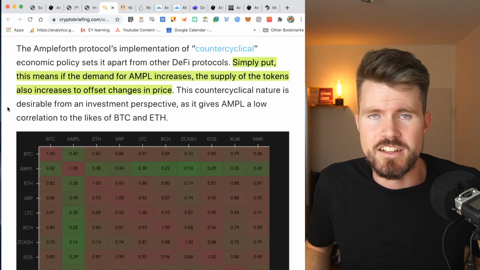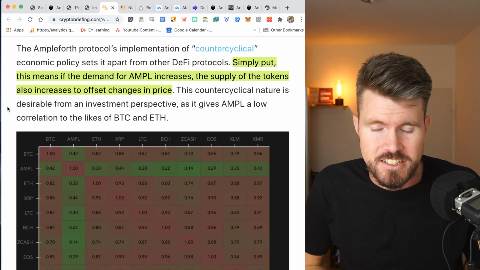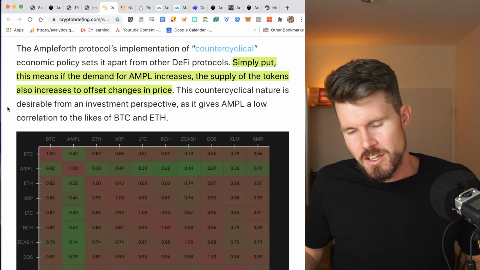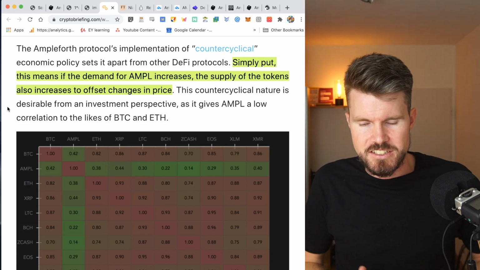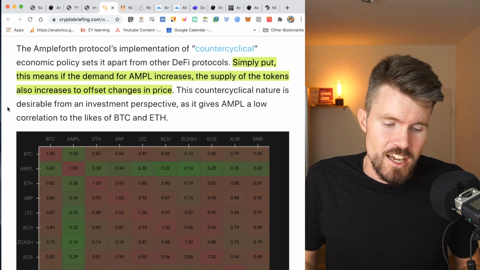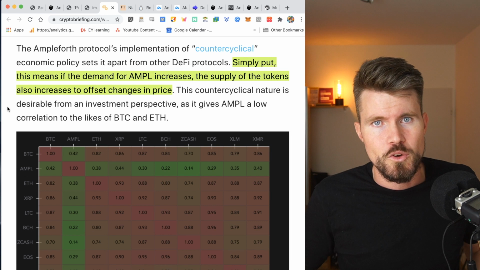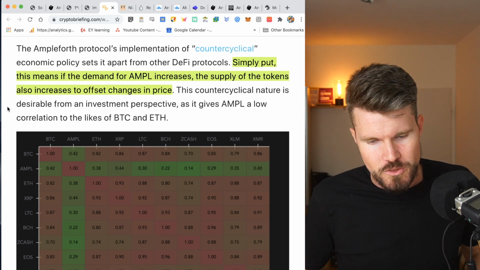So the idea behind the AMPLEFORTH protocol is that it's supposed to be counter-cyclical. What that means is that when the market goes down, the AMPLEFORTH token should act in the opposite way. That means it should go up. Now, if it's actually counter-cyclical, I'm a bit skeptical about that, because now after the market plummeted, the AMPLEFORTH token dropped like a stone as well.